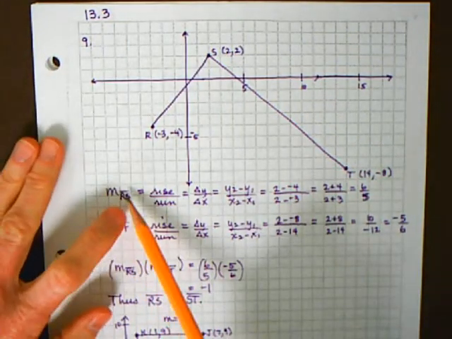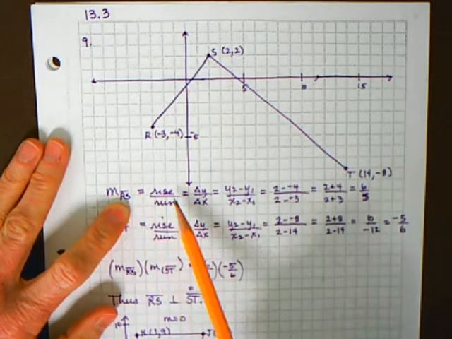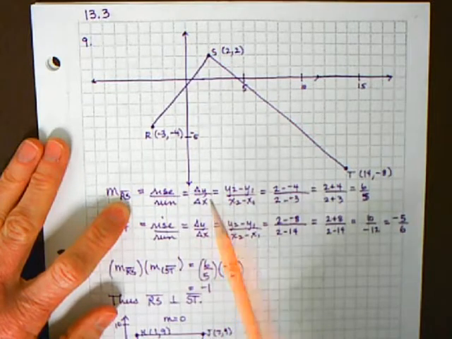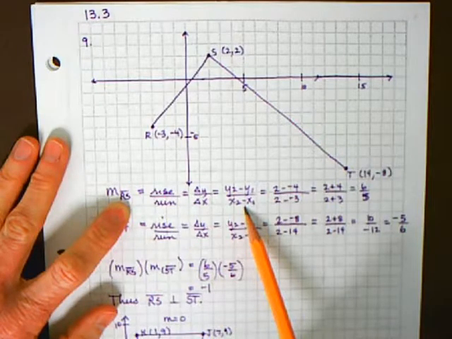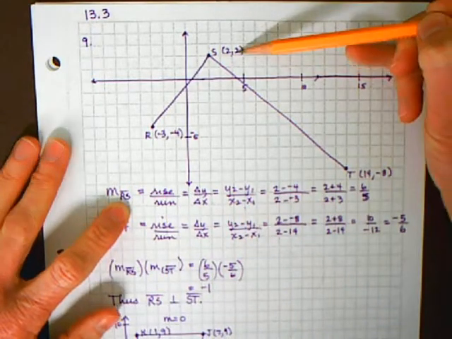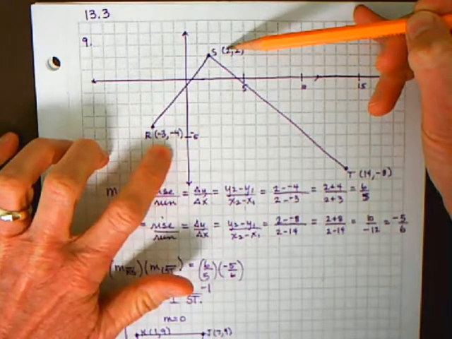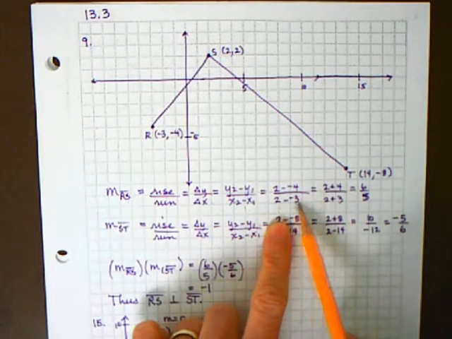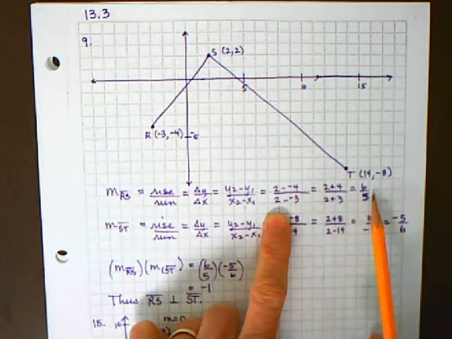So I do want to find the slope of RS. So the slope of RS is rise over run, delta y over delta x, formula y2 minus y1 over x2 minus x1. All right, 2 minus a -4 divided by 2 minus a -3. 2 plus 4 over 2 plus 3, which is 6/5.